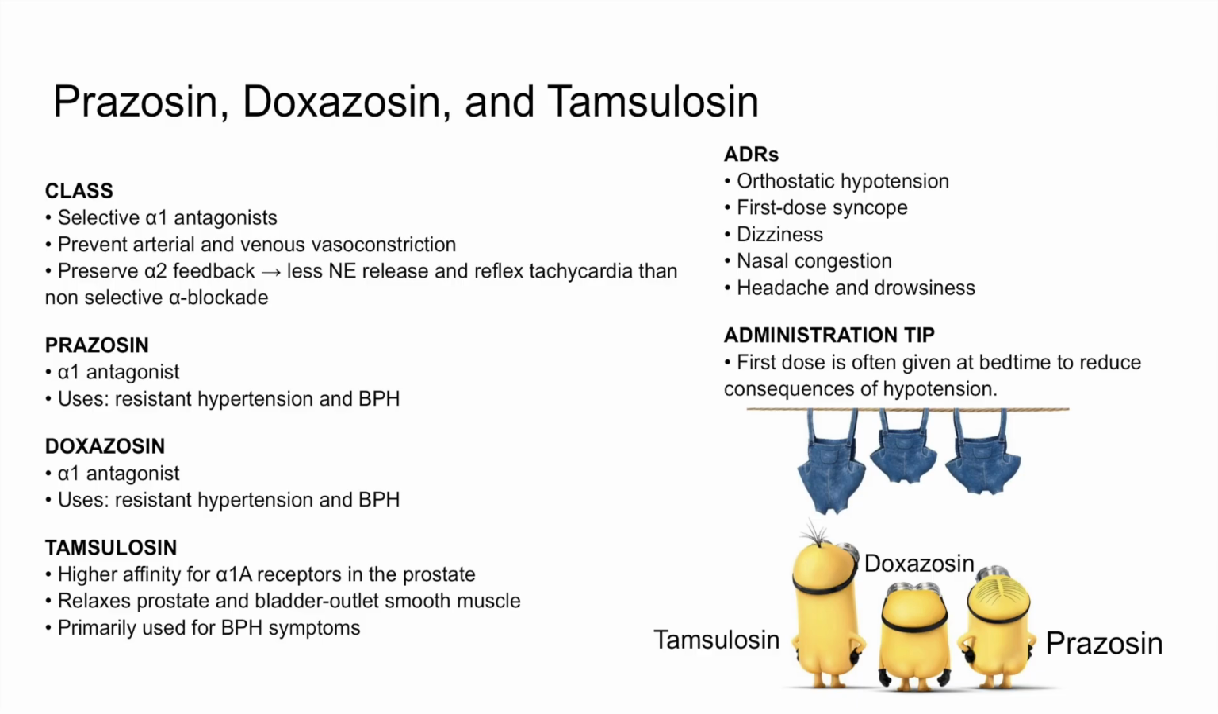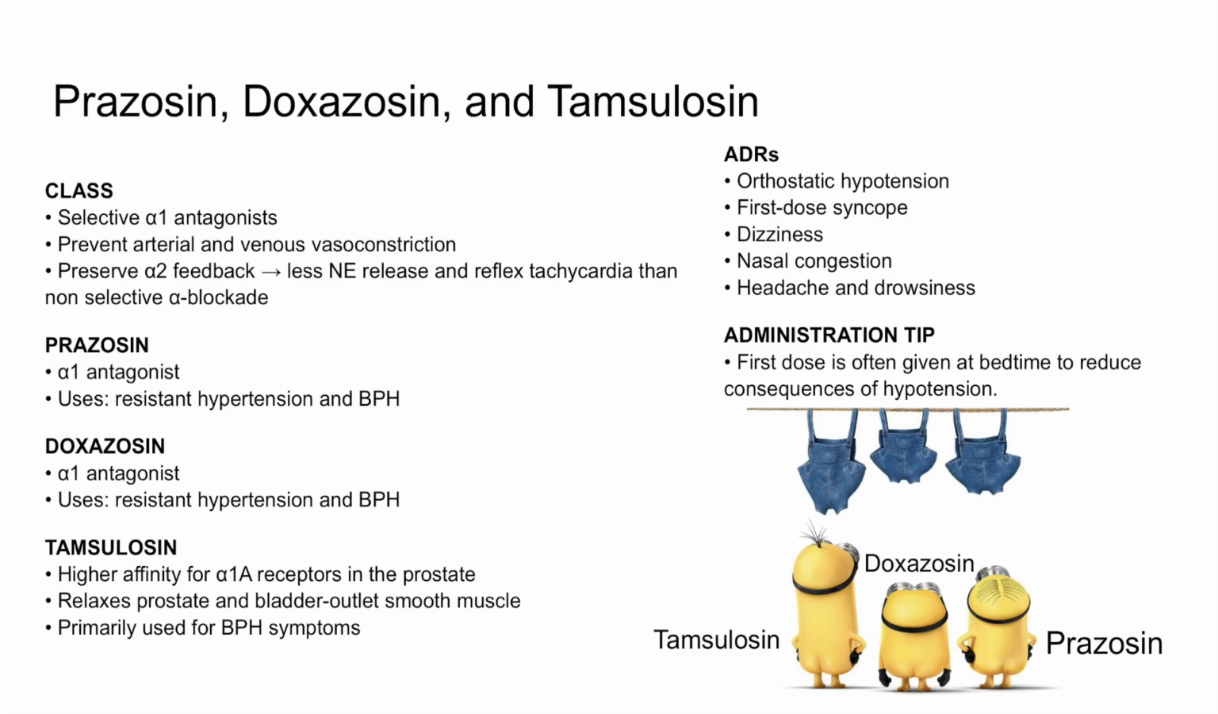Tamsulosin has greater affinity for the alpha-1A receptors concentrated in the prostate and urinary tract. It therefore improves benign prostatic hyperplasia symptoms with less effect on systemic blood pressure, although orthostatic symptoms can still occur. The major class warning is first-dose hypotension, which may cause marked dizziness or syncope after suddenly standing. Therapy is therefore begun at low dose, often near bedtime. Tamsulosin is also associated with intraoperative floppy iris syndrome, so patients should inform their ophthalmologist before cataract surgery.